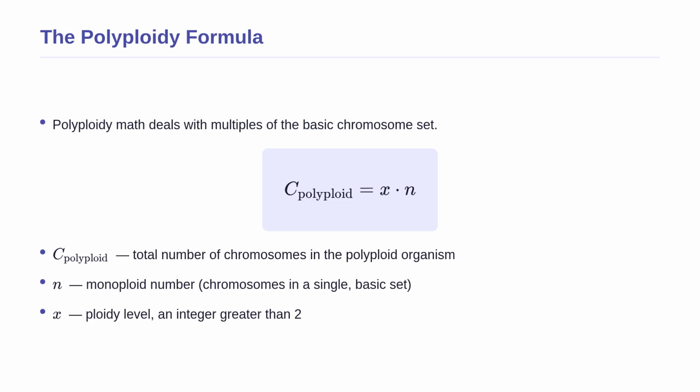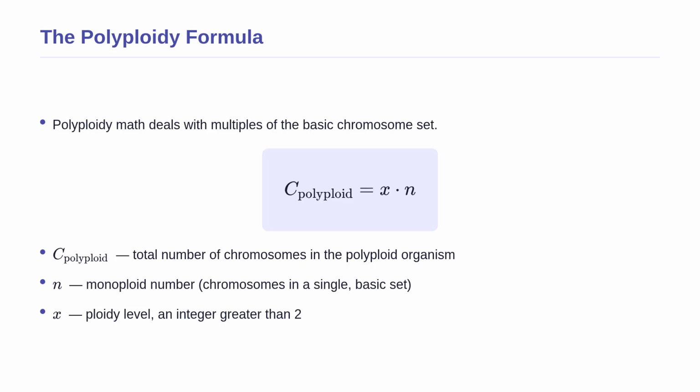Because polyploidy involves entire sets of chromosomes, the math is quite straightforward. The formula is C polyploid equals X times N. Let us define these terms. C polyploid represents the total number of chromosomes in the polyploid organism. The variable N represents the monoploid number, which is simply the number of chromosomes in a single basic set. Finally, the variable X is an integer greater than 2 that represents the ploidy level, such as 3 for triploid, 4 for tetraploid, and so on.